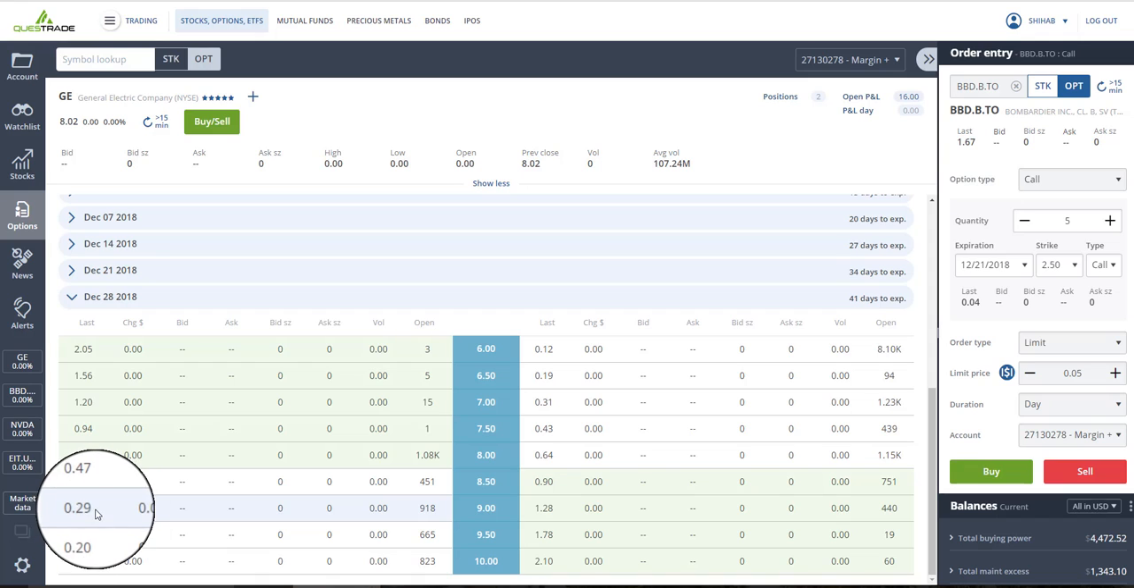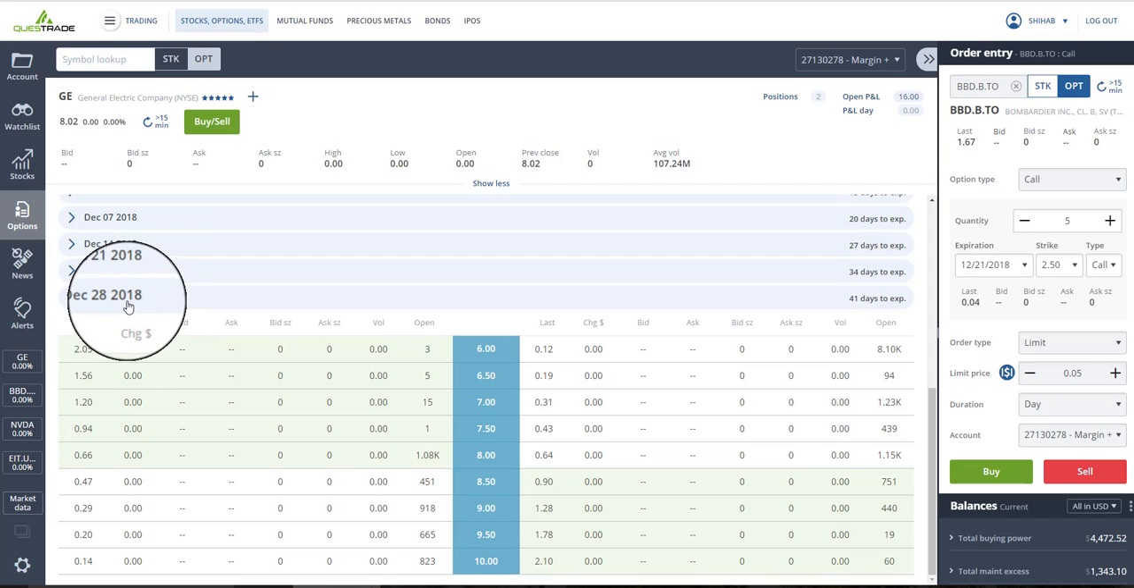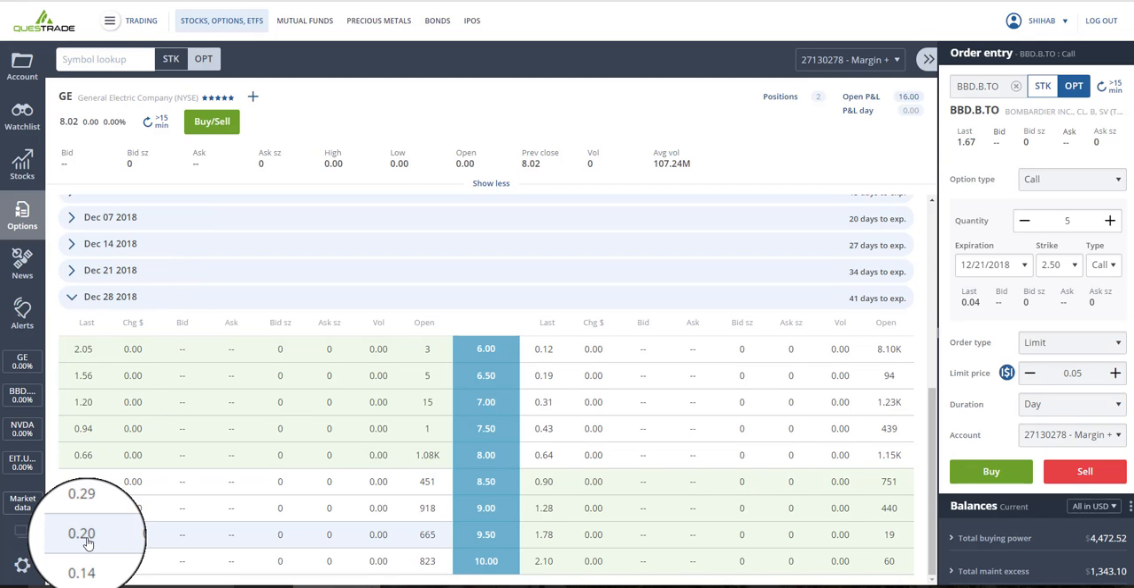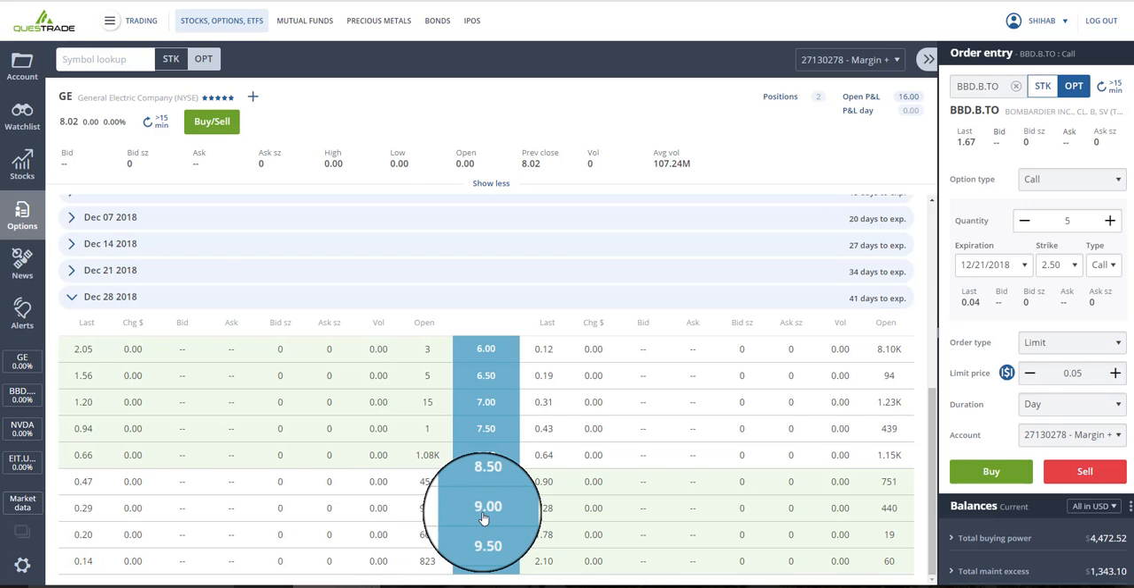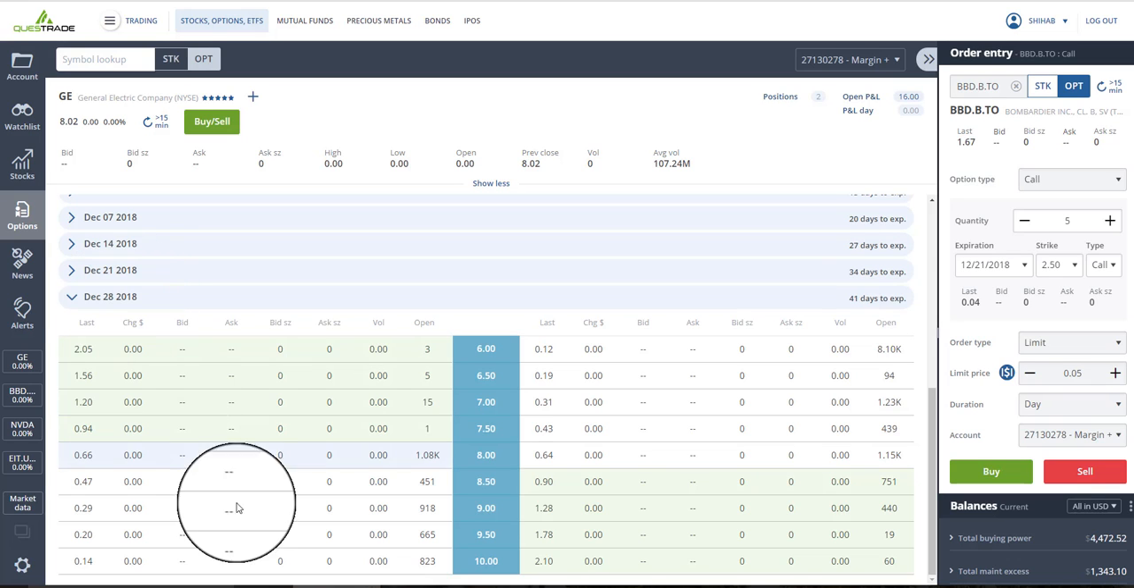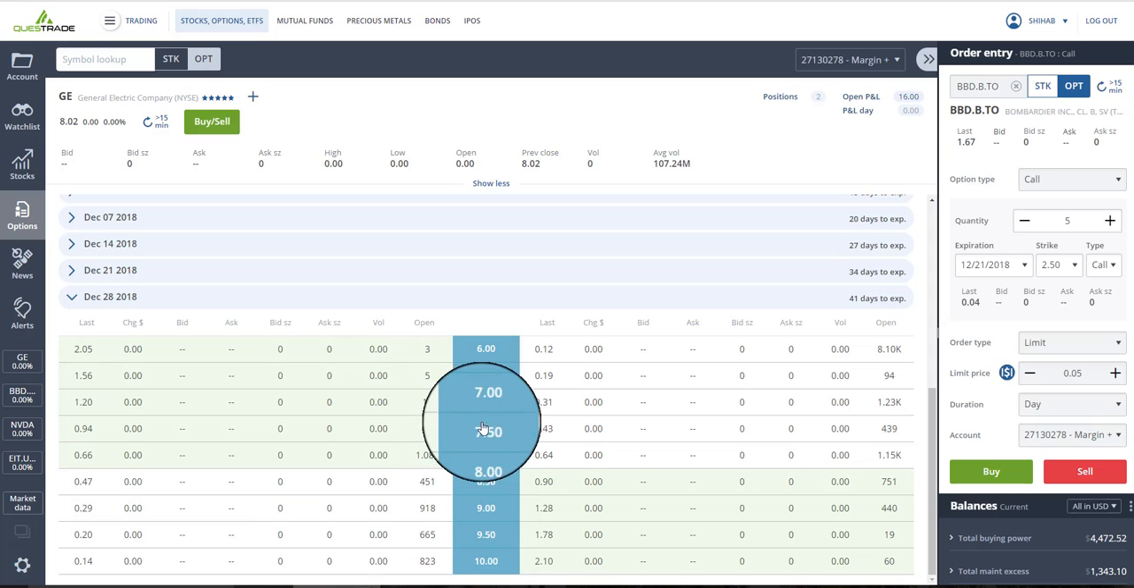So I sold these ones here. I sold it at 27 cents, and then it actually went up. So I could have sold it at more, but I sold it at 27 cents. So that means that by December 28th, 2018, I cannot do anything with my shares. If GE reaches $9 before the expiry date of December 28, 2018, my shares will sell automatically at $9. But I'm okay with that because I bought it at 7.85.